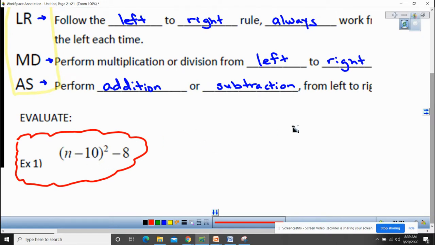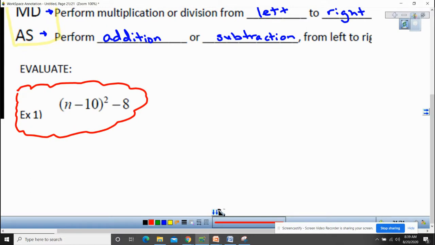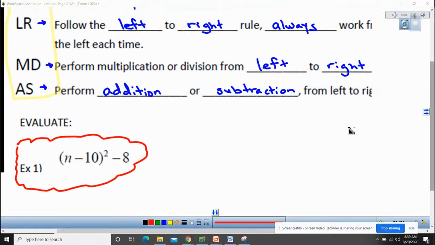Okay, so we're going to evaluate n minus 10, and the quantity n minus 10 squared minus 8. There's something missing here. There it is. It just didn't type. It says n equals 15. So what does that mean to do? It means take this 15, march it over, and plug it in for the n.